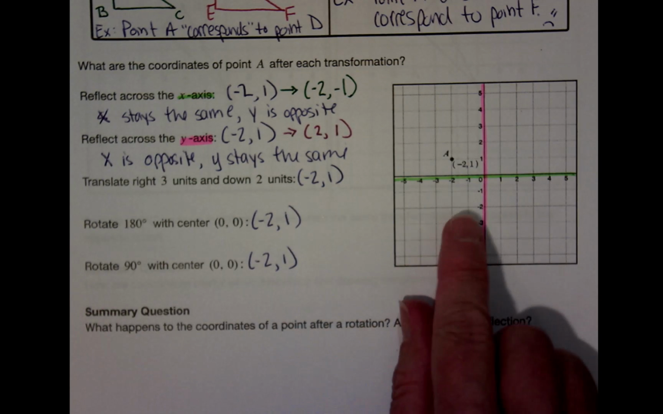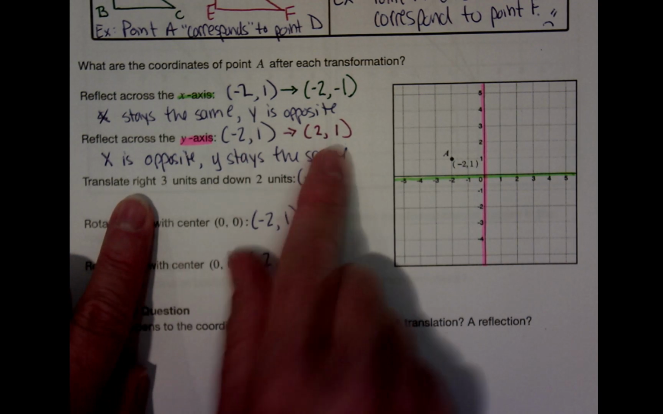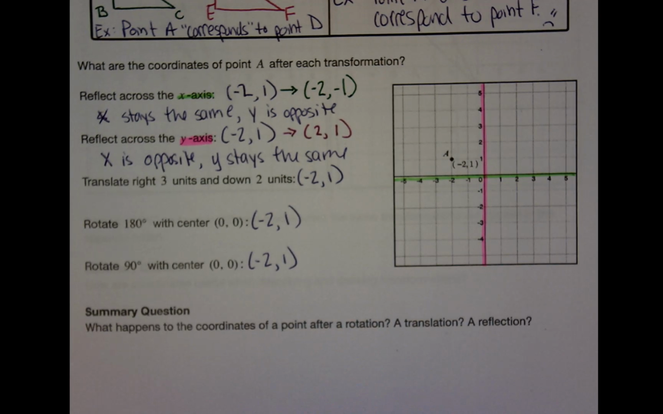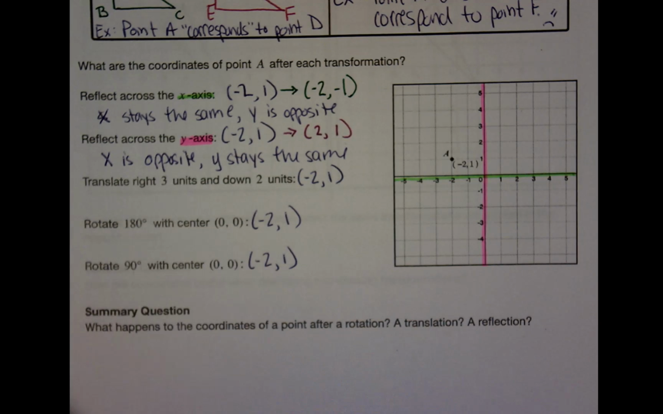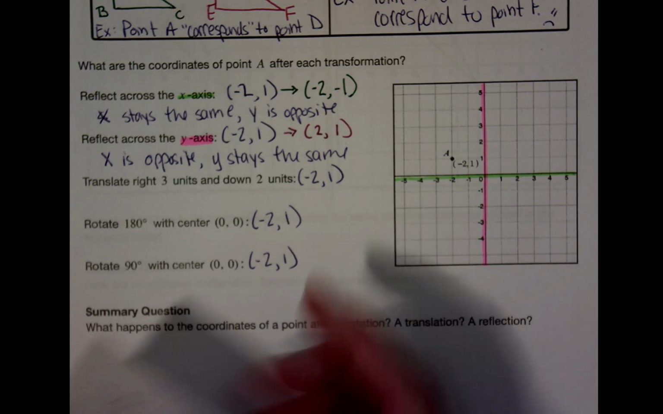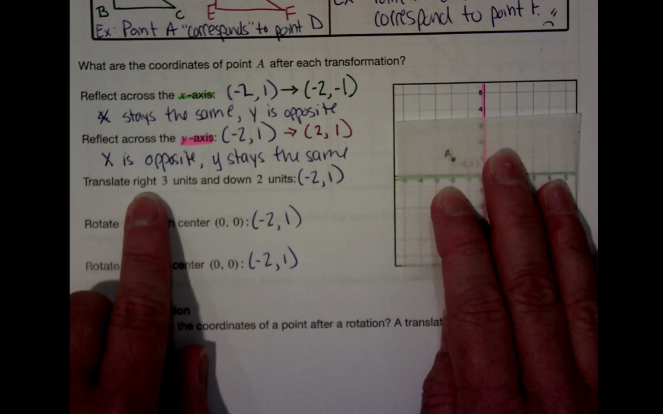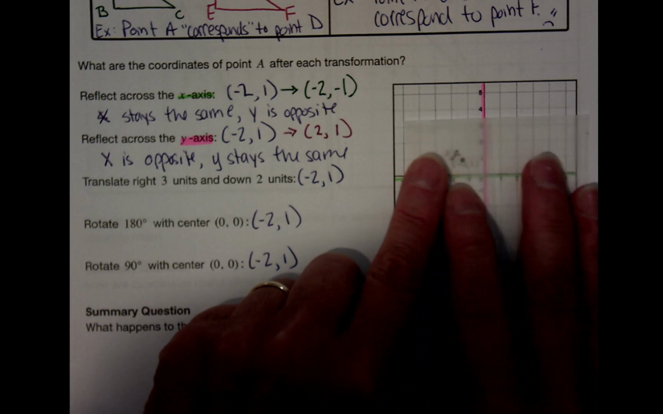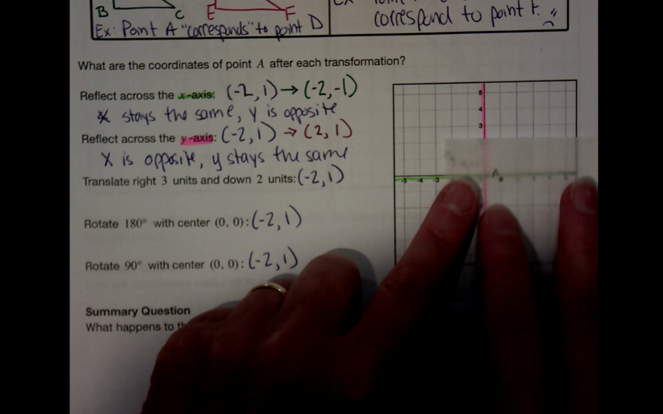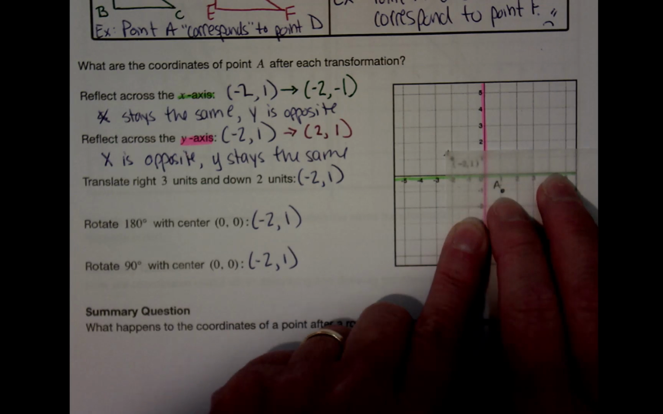Now, honestly, I think that reflections, like we just did, are probably the friendliest ones to see, but there's patterns like this for translations and rotations as well. Let's take a look at translations. We have our point again, -2, 1, and we're told that we're going to move it right 3 units and down 2 units. Okay, so move 1, 2, 3, and down 2. It ends up at the point 1, -1.